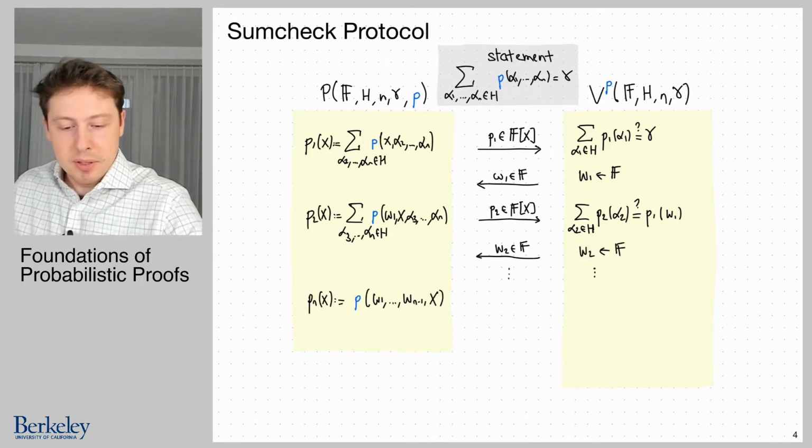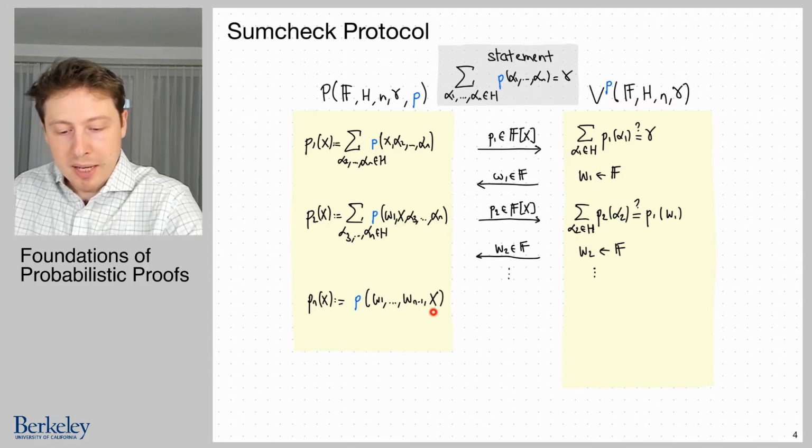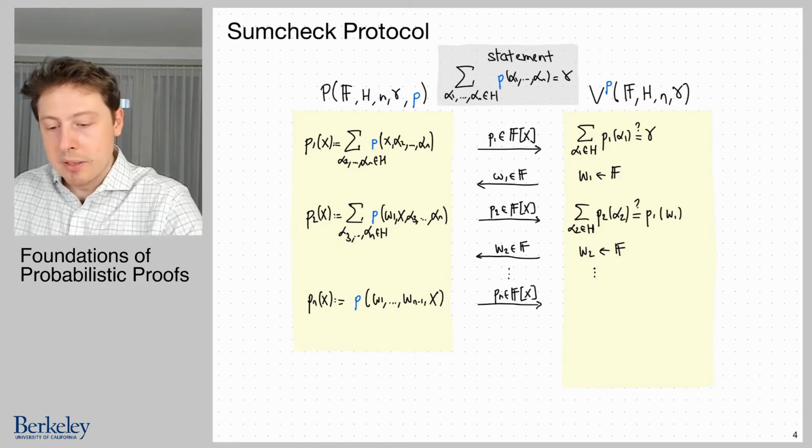Until in the last round, we have fixed all but the last variable. This leads again to a low-degree univariate polynomial, which the prover will send over.